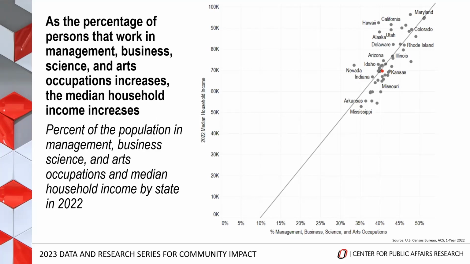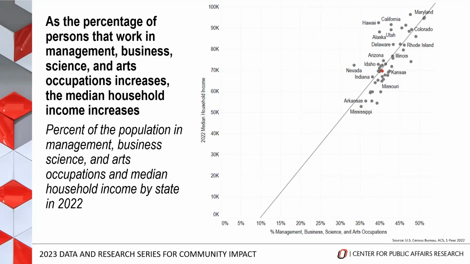As the percentage of persons that work in management, business, science, and art occupations increases, the median household income increases. Percent of the population in management, business, science, and art occupations, and median household income by state. This goes back to that bar graph I showed you. We were looking at production. Now we're looking at management, business, science, and arts occupations.